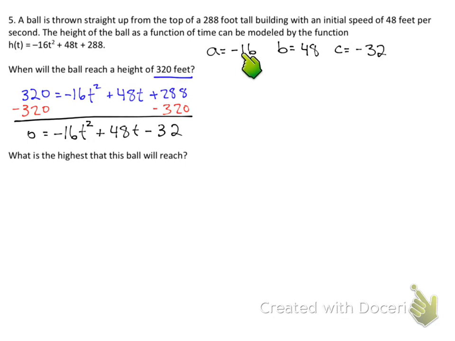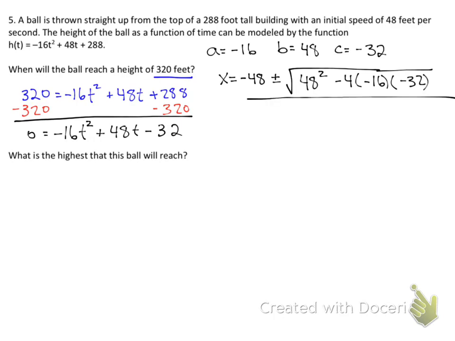So a is negative 16, b is 48, c is negative 32. So we're going to take these and plug it into our quadratic equation. So we're going to have x equals negative 48 plus or minus square root 48 squared minus 4 times negative 16 times negative 32 all over 2 times negative 16.